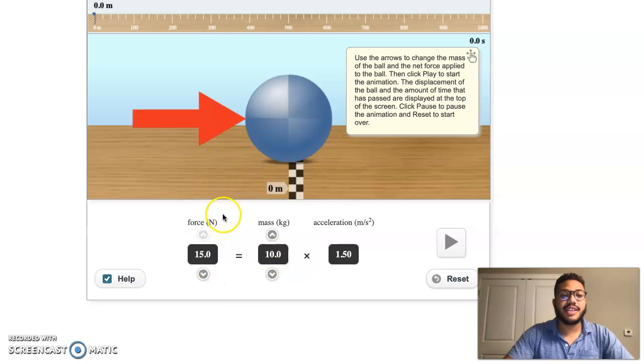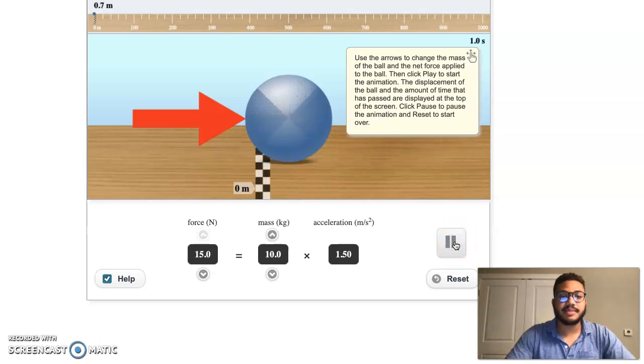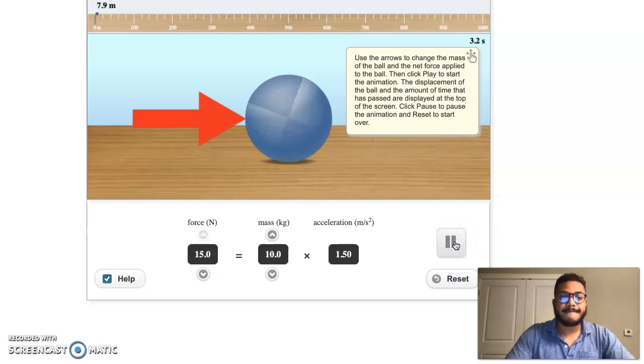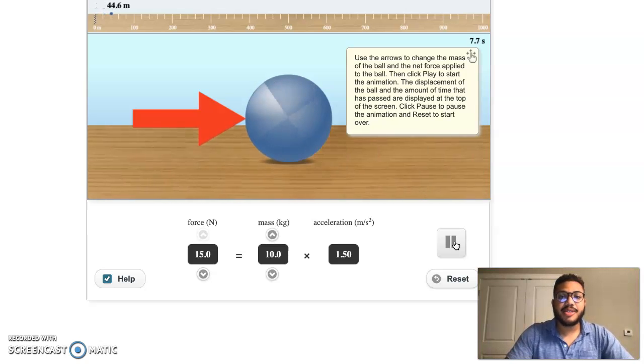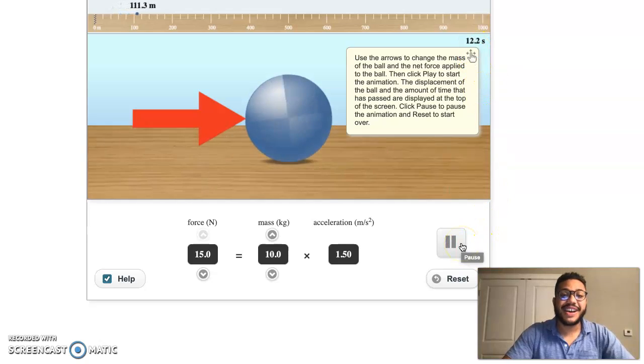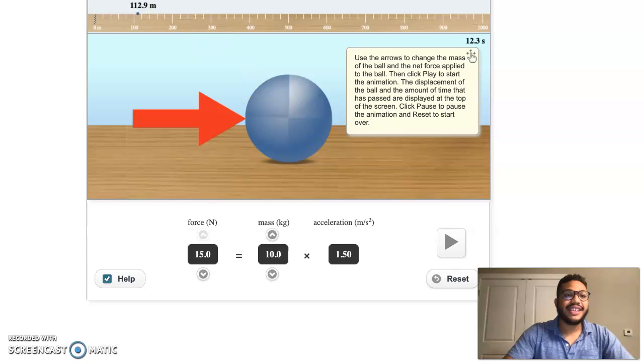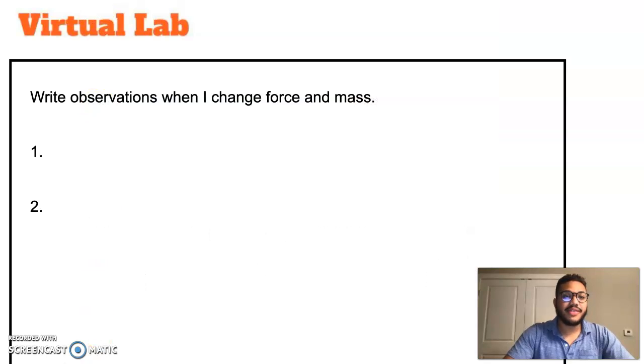Okay, so for this one, as I increase the force, you saw that the red arrow got a little bit bigger. That means the force increased. That's what I did. I increased the force, and I kept the mass constant. And the acceleration, let's observe what happens. So yeah, it's going faster as time goes on. And it's going pretty fast. So I want you to now write your observations for whenever I increase the force.